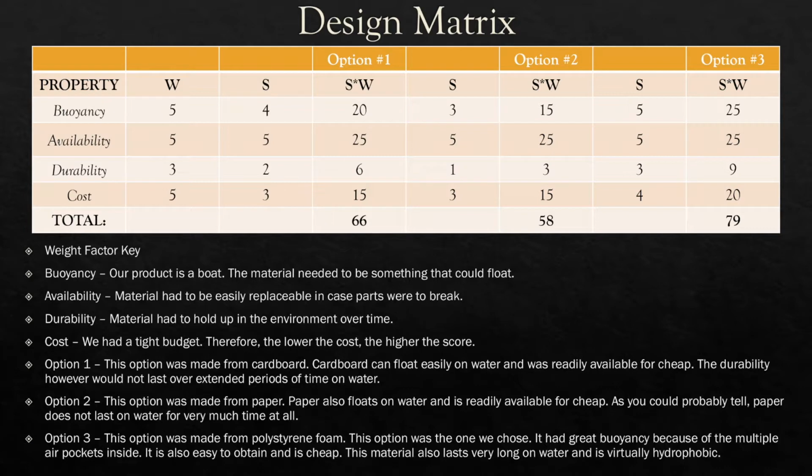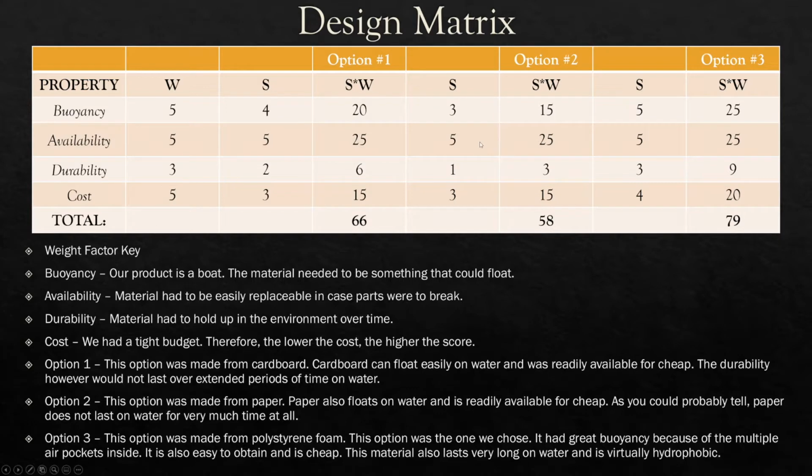The properties that I chose to put on the design matrix were buoyancy, availability, durability, and cost. I chose buoyancy because our product is a boat, and if our product doesn't float, then it's not a boat. It's a rock, basically. And I put a weight of 5 on there because it's very important that your boat can float.